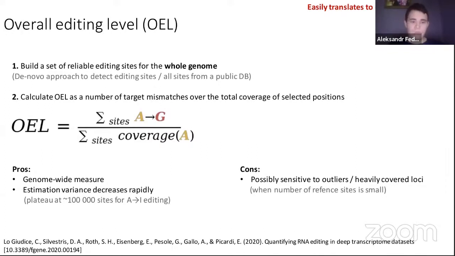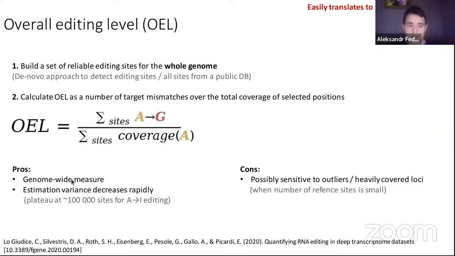One of the genome-wide measures for editing is the so-called overall editing level. We start with a set of reliable editing sites for the whole genome, not for some features. We can derive them using de novo tools or use all sites from a public database like REDIportal. And then the editing level itself is just the number of mismatches summed across all sites divided by the total coverage summed across all sites.